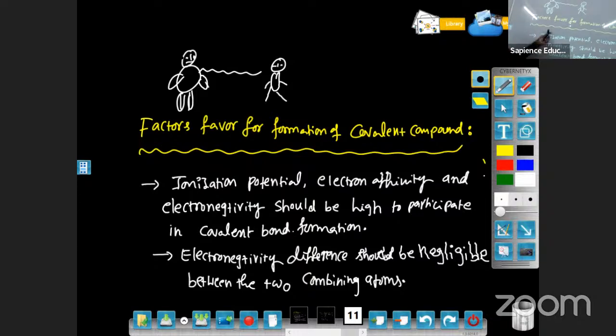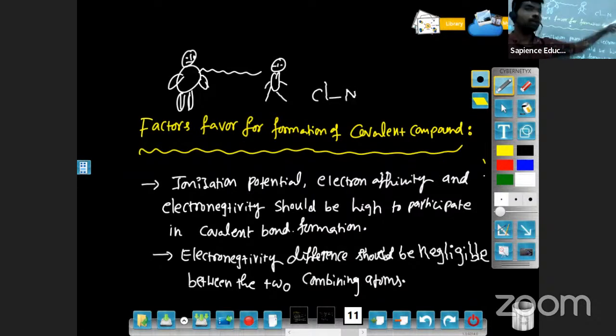But according to this point, the two atoms maintain almost high electronegativity. So when both combining atoms have high ionization potential, higher electron affinity and higher electronegativity, those elements easily form a covalent bond. Suppose I take chlorine: it has high ionization potential, high electronegativity, and high electron gain enthalpy. Nitrogen also maintains almost higher values.